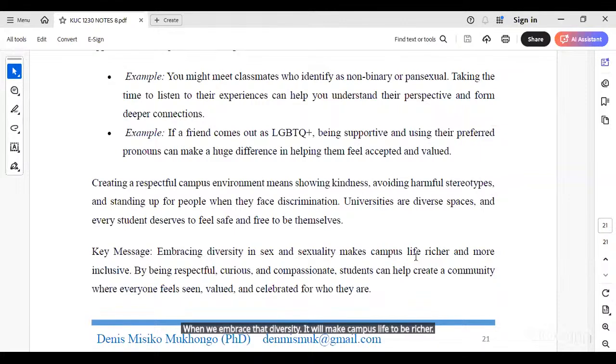We need to be respectful. We need to be compassionate. And we need to be empathetic so that we let every person feel valued, feel seen, and be left to identify freely for whom they exactly are. Okay? That marks the end of my talking.